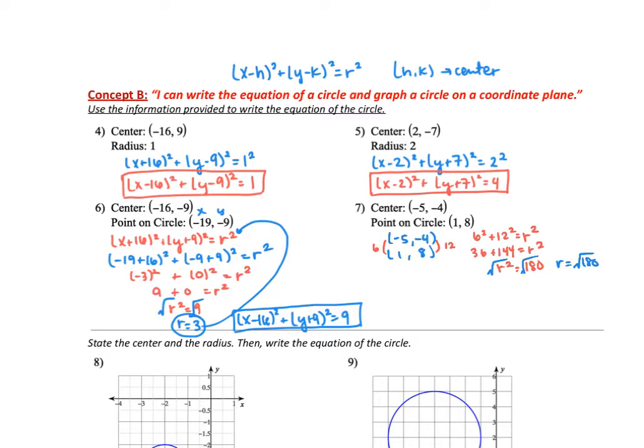Okay, so now that we have that, we're just going to plug it into our equation. So using our equation of the circle, we no longer need the point. We're going to use our center, which is h and k. So it's going to be x plus 5 squared plus y plus 4 squared equals the square root of 180 squared. So simplified, that's x plus 5 squared, y plus 4 squared, and then the square root of 180 squared is just 180.